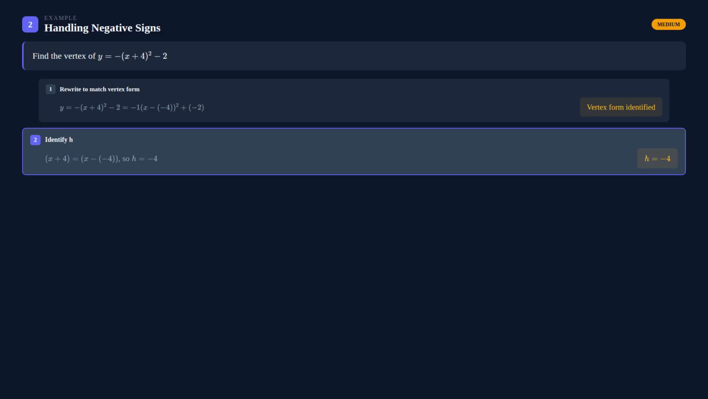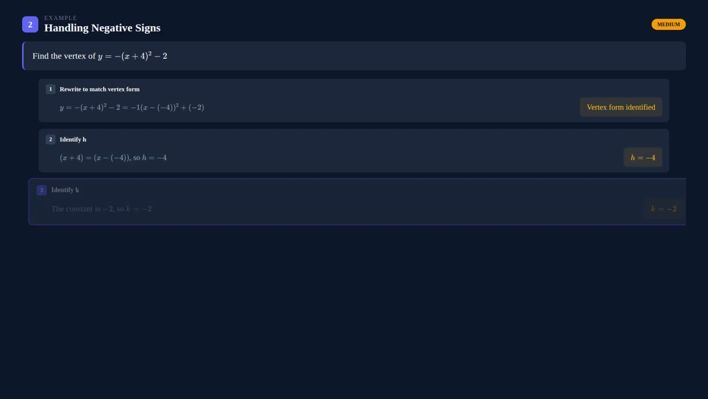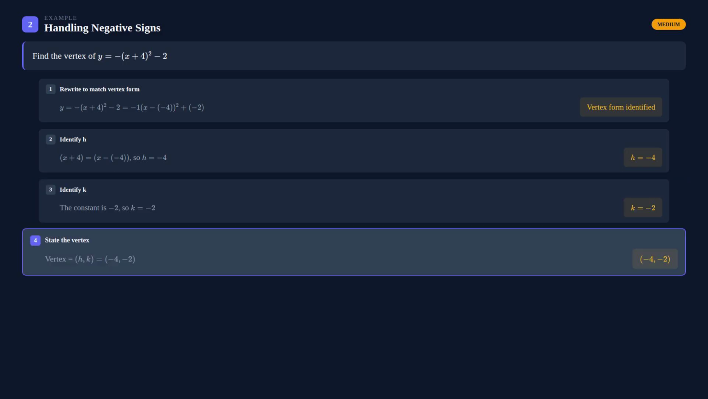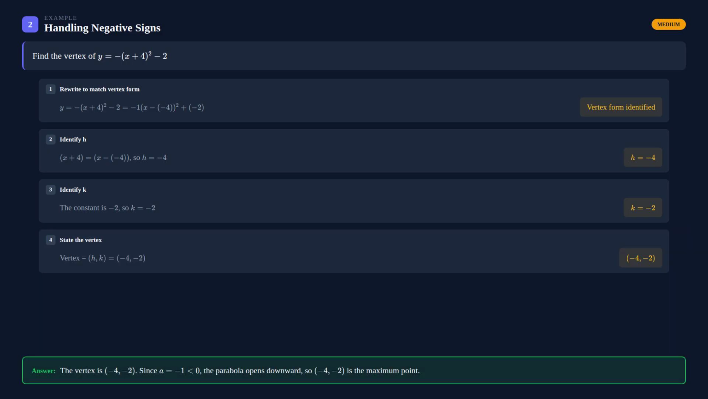Step 2: Identify h. x + 4 equals x - (-4), so h = -4. This gives us h = -4. Step 3: Identify k. The constant is -2, so k = -2. This gives us k = -2. Step 4: State the vertex. Vertex = (h, k) = (-4, -2). This gives us (-4, -2). The answer is, the vertex is (-4, -2).